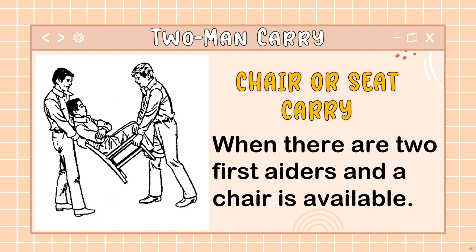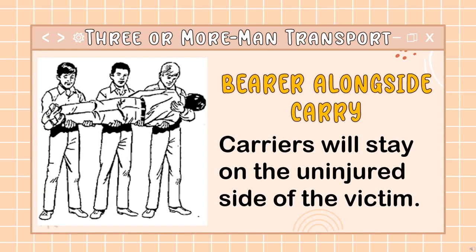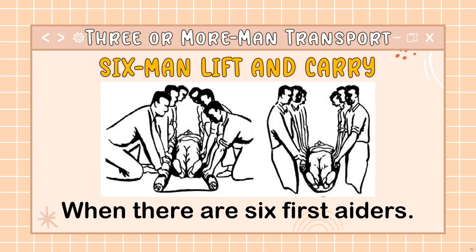Next category is the two-man carry. This requires 2 persons. Under this, we have the chair or seat carry, used when there are 2 first aiders and a chair available. The last category is the 3 or more man transport. Under this, we have hammock carry, which is done when there are 3 first aiders. Bearer alongside carry, wherein the carriers will stay on the uninjured side of the victim. And the last one is the 6-man lift and carry. This is done when there are 6 first aiders available in the area.